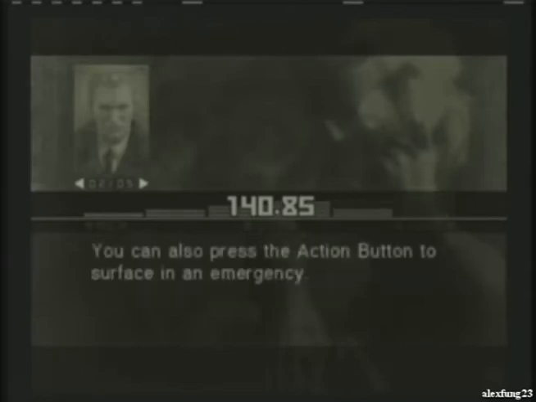You can also press the action button to surface in an emergency. While you're swimming, you can use the right analog stick to look in a different direction without changing the direction you're going.